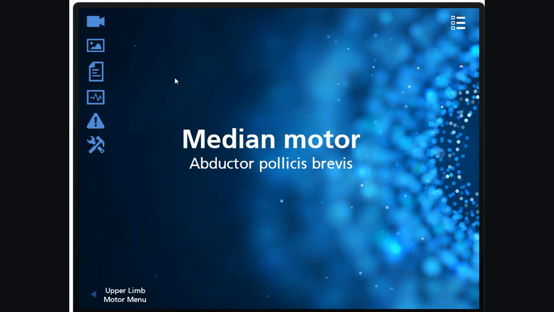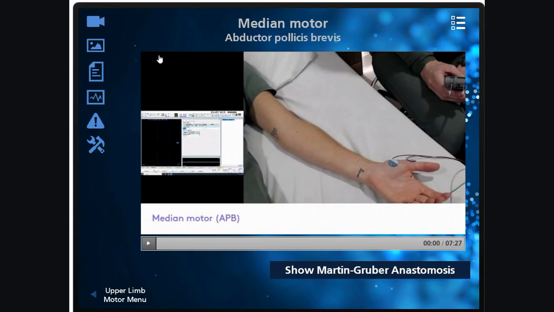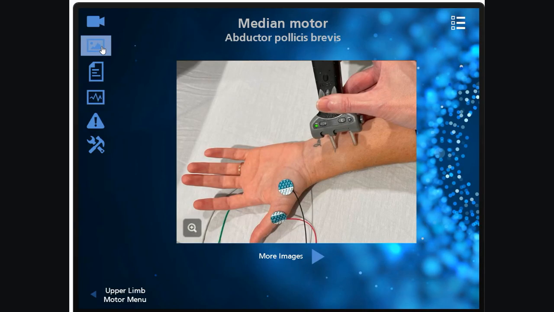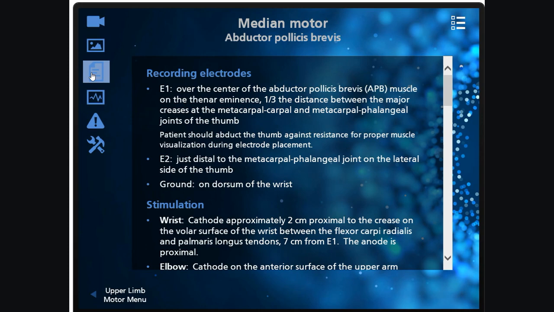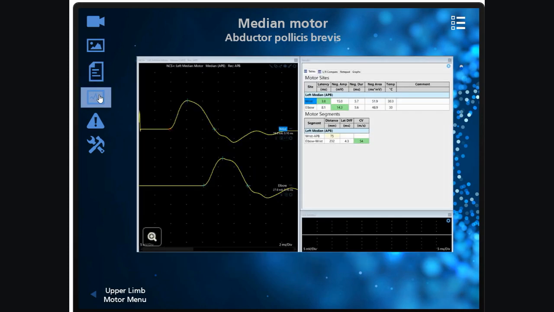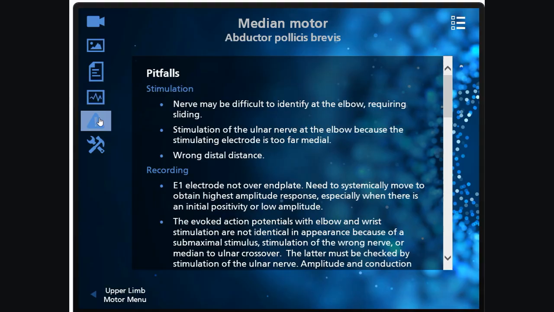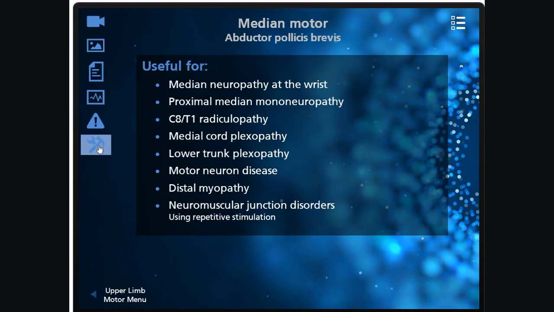And within this demonstration section, we have a number of options. We have the option to see a video of us performing that study. We have the option of looking at the still images that show the electrode placement and stimulation sites. There's textual description of how to perform the study. There's a waveform showing the normal waveform example. There is also information related to pitfalls of that study and the utility of the study.